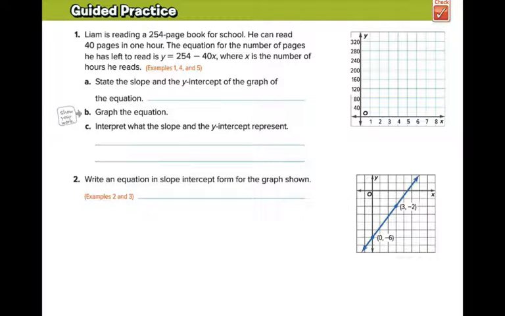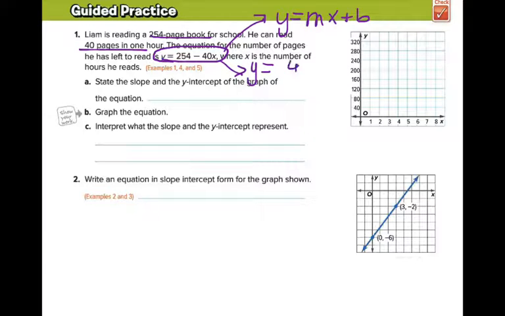Okay, so let's take a look. Liam is reading a 254-page book for school. He can read 40 pages in 1 hour. The equation for the number of pages he has left to read is y equals 254 minus 40x. I want to make a little side note. Up to this point, we have seen our equations written in y equals mx plus b format. They wrote this a little bit differently. It's very simple to rearrange this into the format that we need, if this helps make more sense. I'll explain why they did that, though.